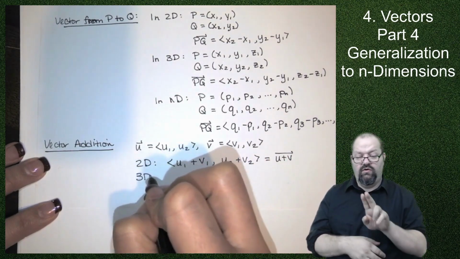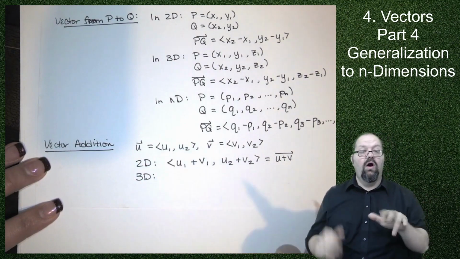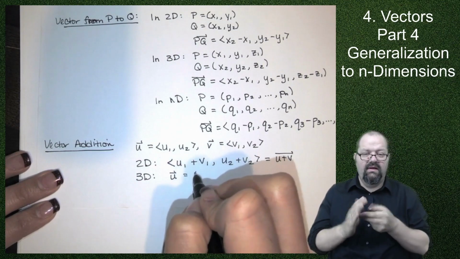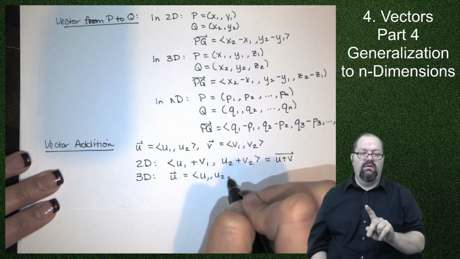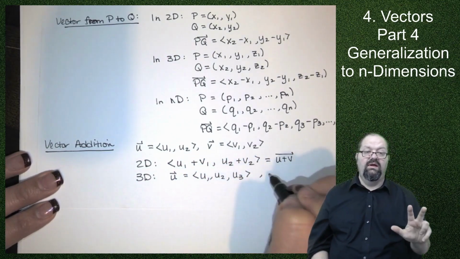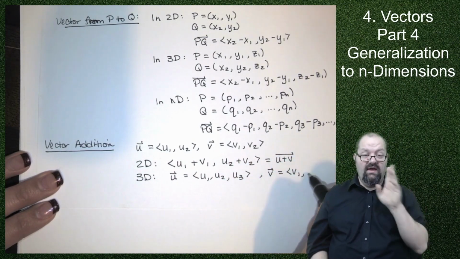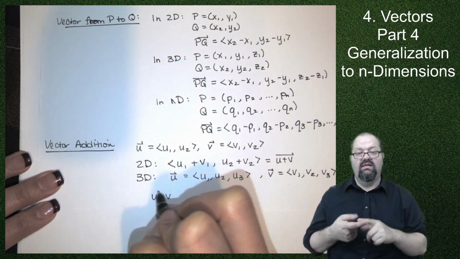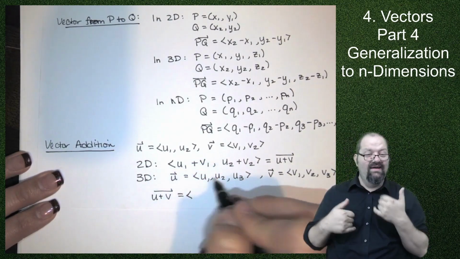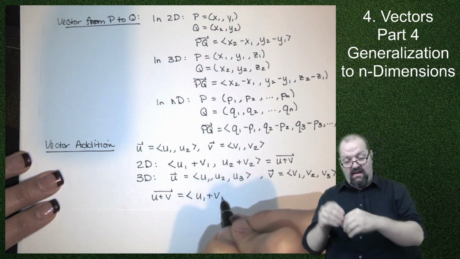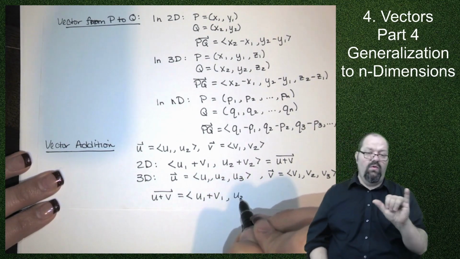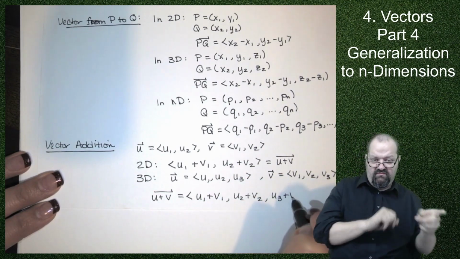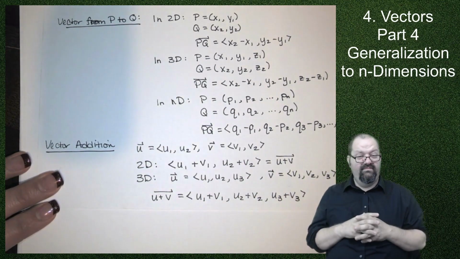In 3D, well, now my U and V have to have 3 components. U will have components U1, U2, and U3, because I'm in 3D. And V will have components V1, V2, and V3. And then U plus V will have 3 components too. Add the X components together. Add the Y components together. And finally, we add the Z components together. You see where this is going?